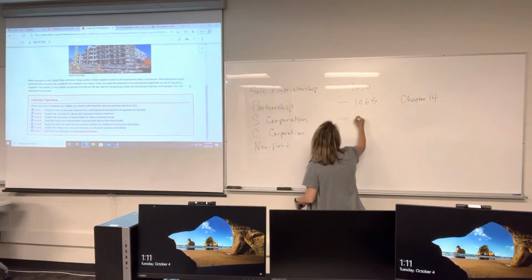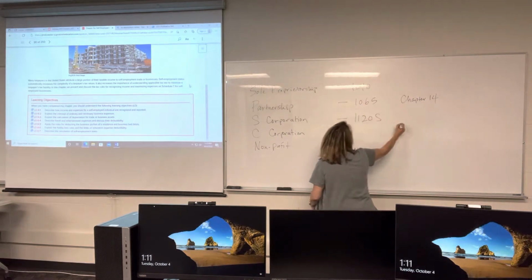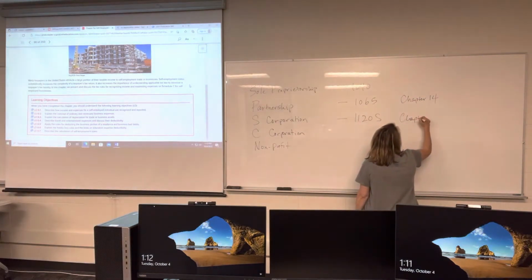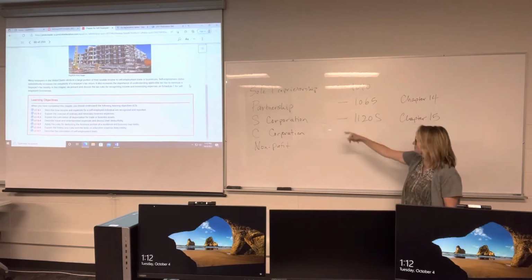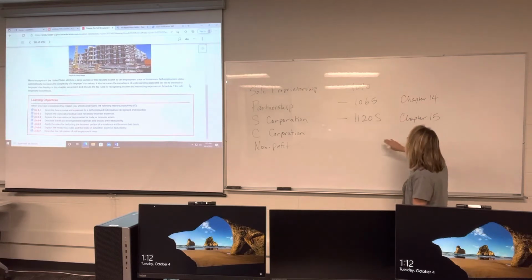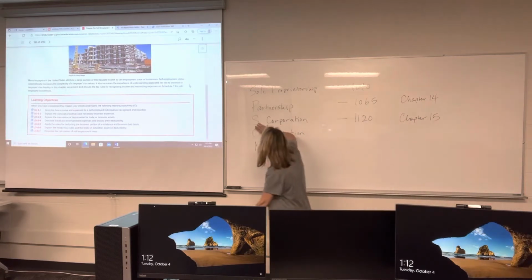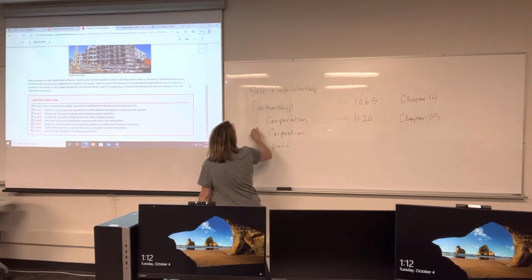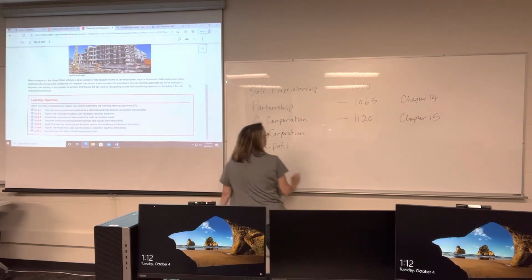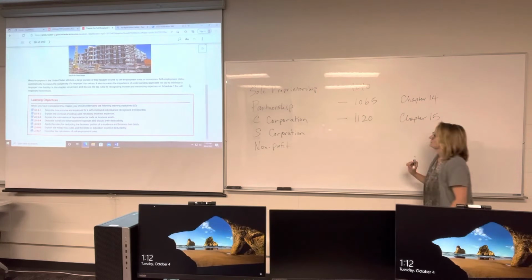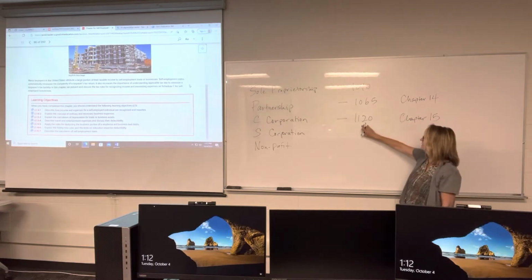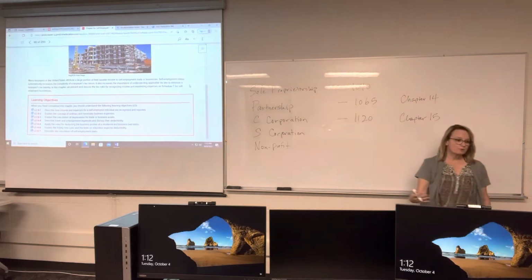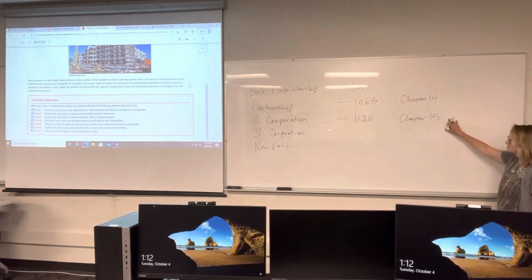S corporations. S corporations, I should have put C corporations up here first. In fact, that's what I'm going to do. Let's switch these out. C corporations are another form of entity that has its own tax return. It's called the Form 1120. C corporations, we're going to look at in chapter 15.